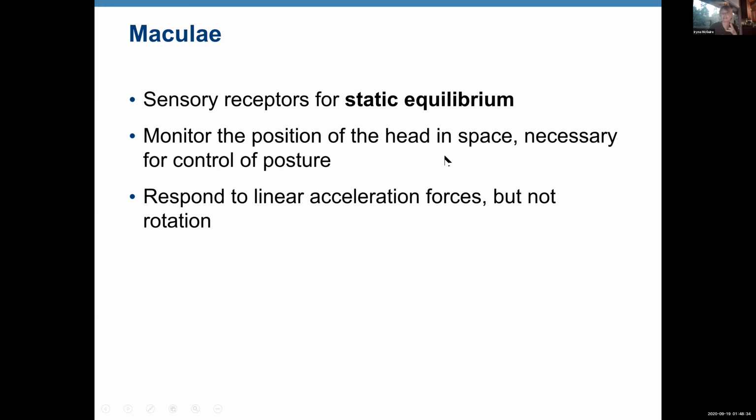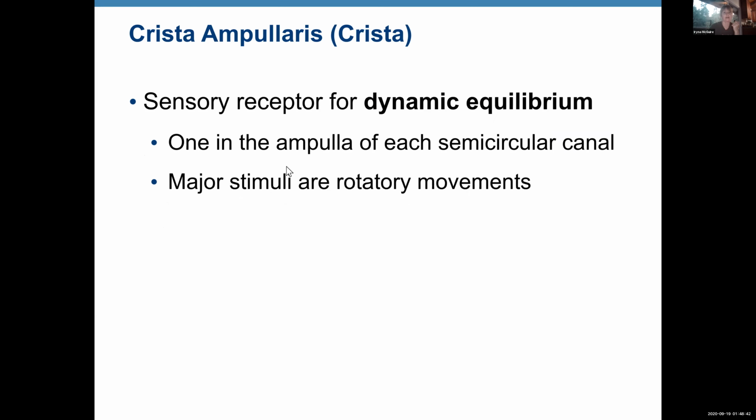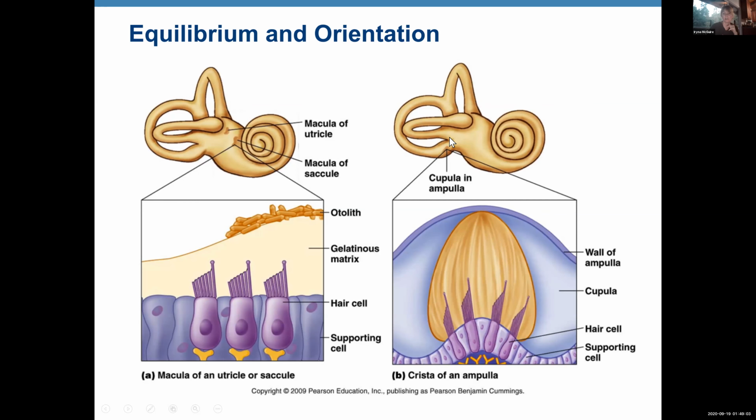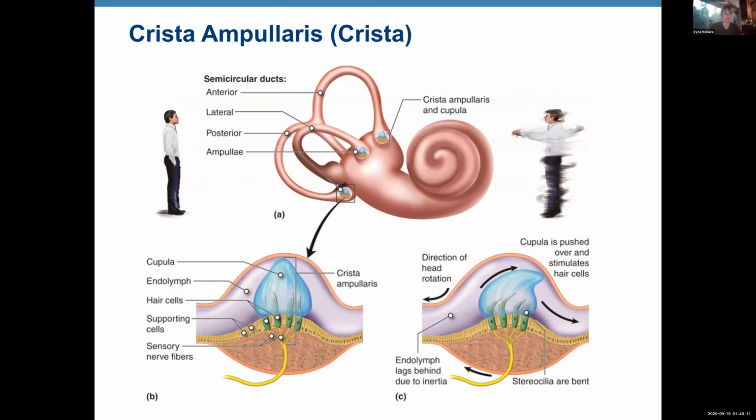It also monitors the position of the head in space, necessary for control of posture, and responds to linear acceleration forces, but not rotation. Now, the crista ampullaris, or crista, is the sensory receptor for dynamic equilibrium, one in the ampulla of each semicircular canal, and we have 3 of them. The major stimuli are rotatory movements. So those are semicircular canals. They have this ampulla, and inside the ampulla we have the crista. Here you can see the whole organ is called the crista, made of hair cells and cupula. When you're rotating, this cupula bends those hair cells, and this creates an electrical impulse that moves to your brain.